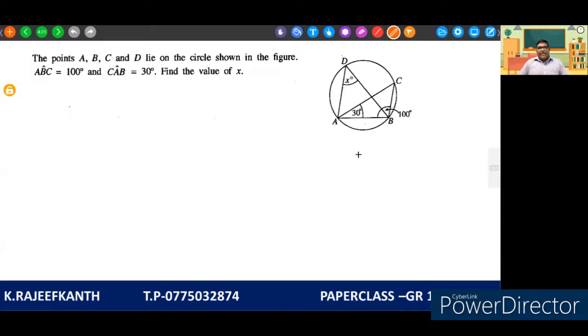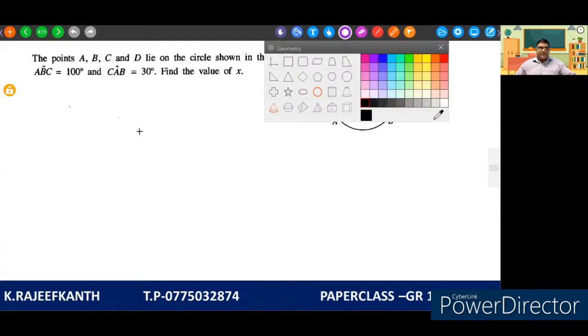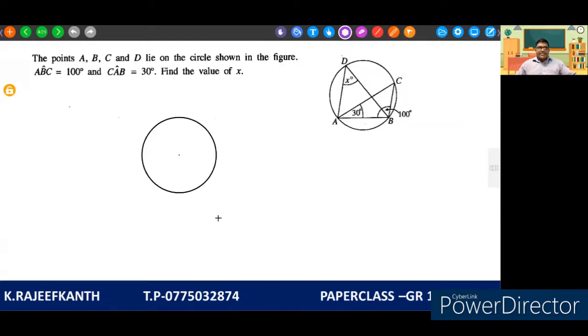So if the points A, B, C and D lie on the circle, then we can say that quadrilateral ABCD is a cyclic quadrilateral. And we know that angles in the same segment are equal. Then what are angles in the same segment? Here there is a circle. Here I mark the arc AB.